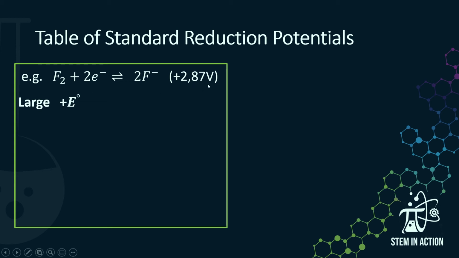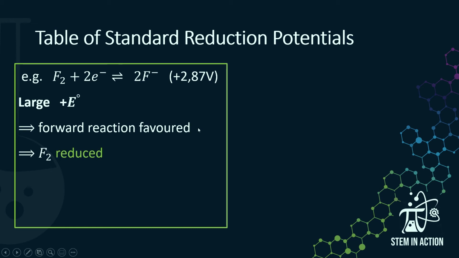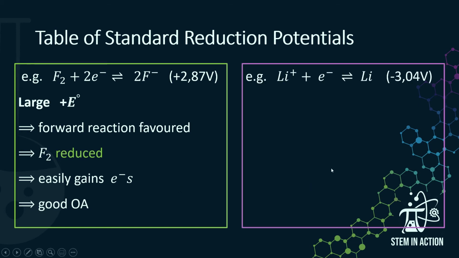This large E0 value means that the forward reaction is favored. Remember your chemical equilibrium terms? So that large E0 positive value says the forward reaction is favored. And that forward reaction means that fluorine is reduced. It gains electrons, which we can see in the forward reaction, and it means that fluorine is a good oxidizing agent.